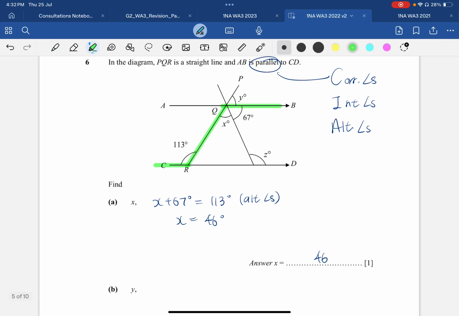Okay, next, to find angle Y. Okay, you observe that angle Y lies on the same straight line, which is over here. Okay, and so Y is equal to 180 minus angle X minus 67. Okay, and the property used here is adjacent angles on a straight line.